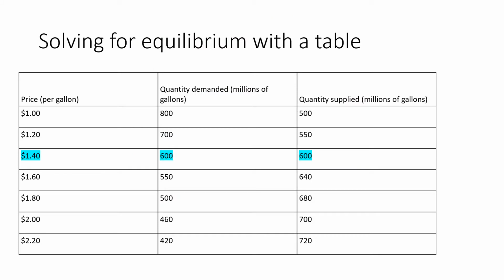So just as a reminder, when we're given information in tabular form, when we want to calculate equilibrium, we find the price which sets the quantity demanded equal to the quantity supplied. And then we know that both of these are going to be our equilibrium quantity. So quantity D equals quantity S equals Q star, and this is our P star.